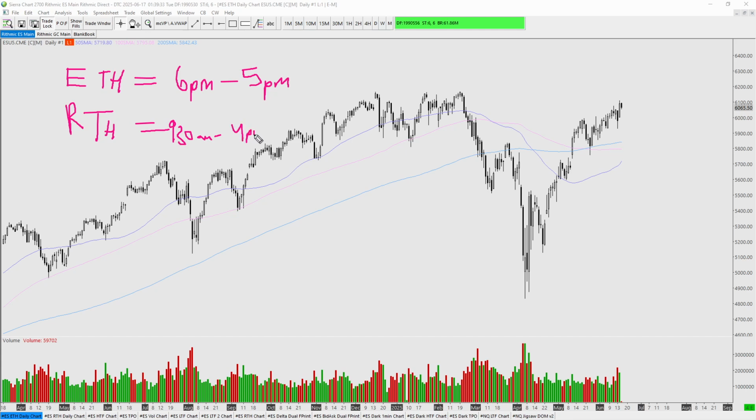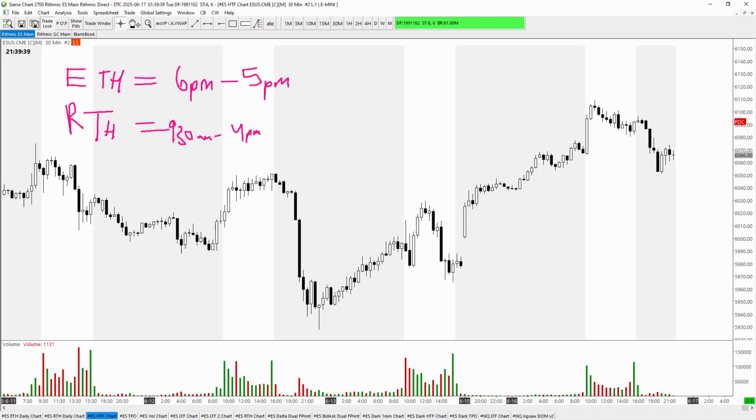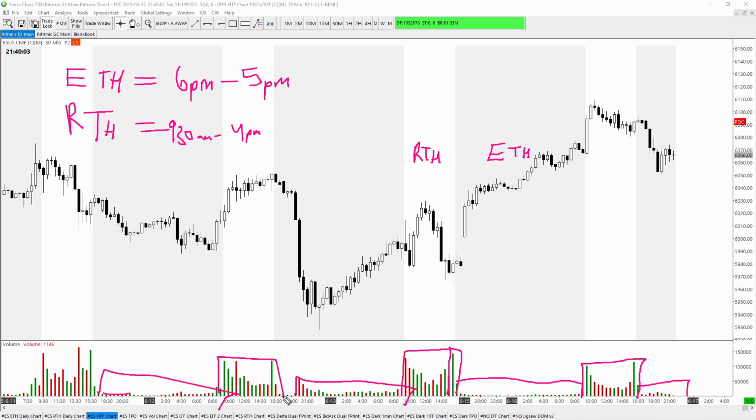The reason I differentiate between these is if you look at, for example, a higher time frame chart right here, you can clearly see that this is RTH, the white, right? And the ETH is this gray. You can clearly see that the RTH receives all of the volume, and the ETH receives almost none of it. RTH, ETH, ETH, ETH, RTH, right?